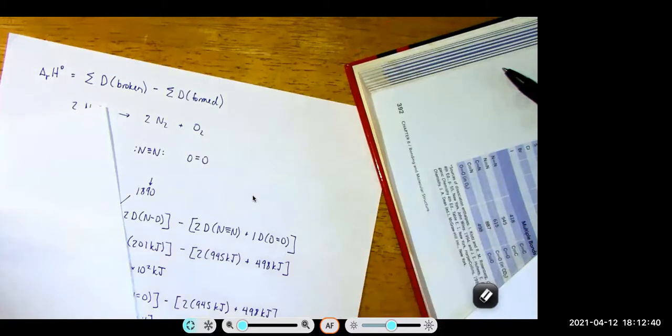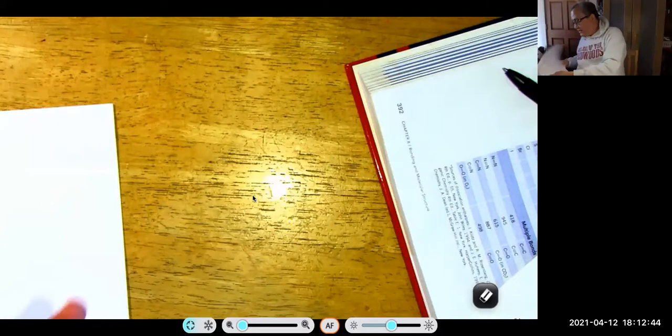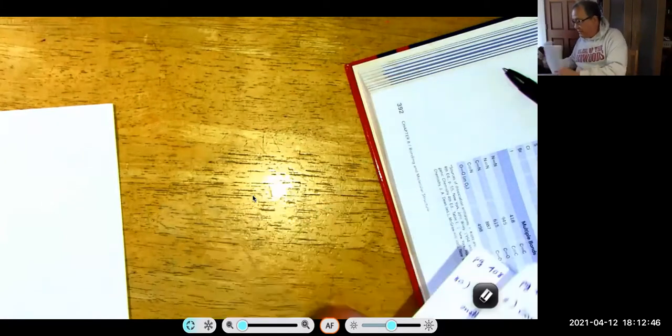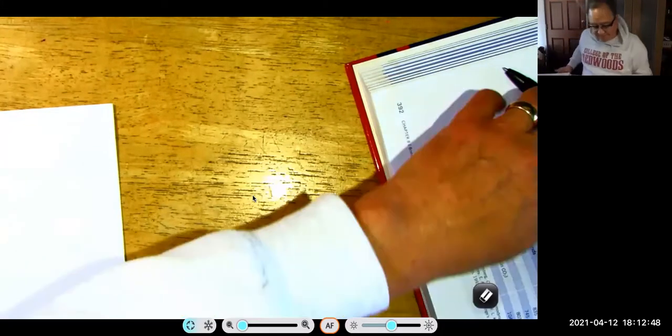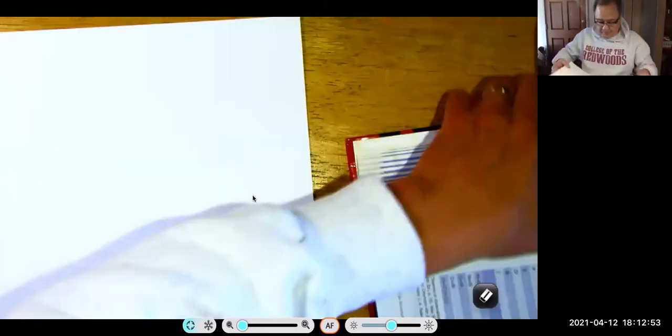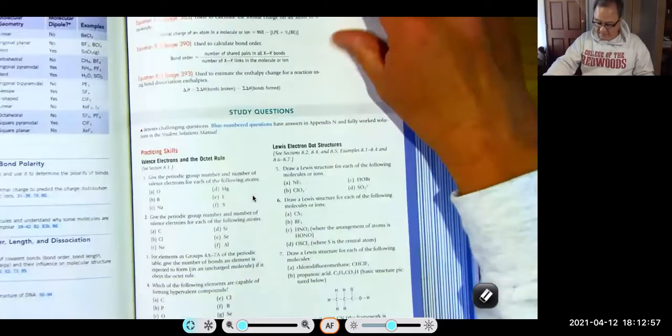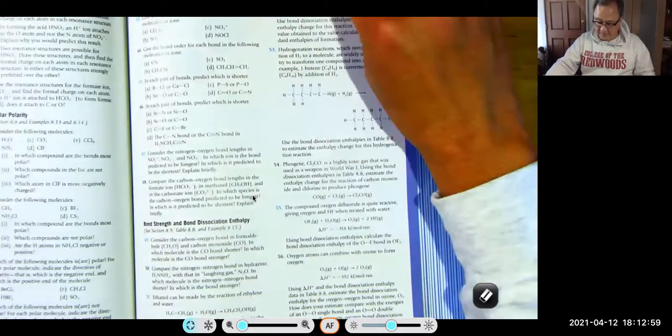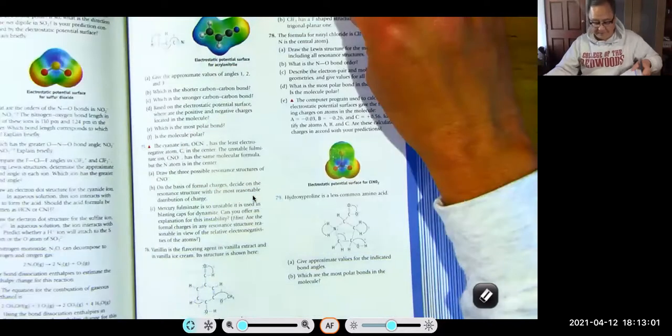78. Let's see if I have that one written down. Oh, 78 I don't have written down, so we'll have to look at the book. Okay, 78 is not written down because it's a long one.